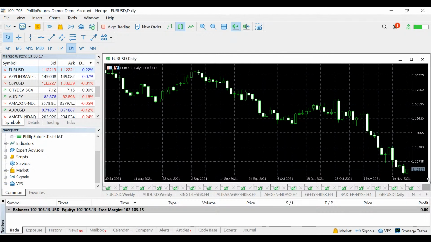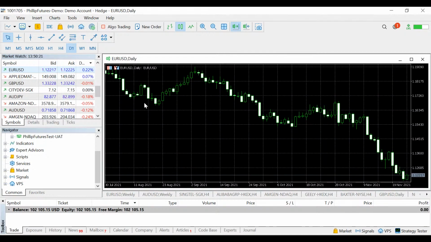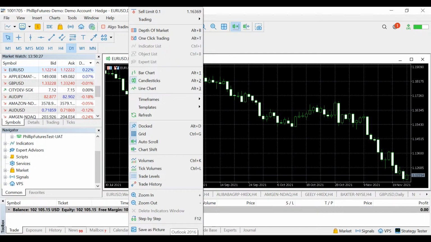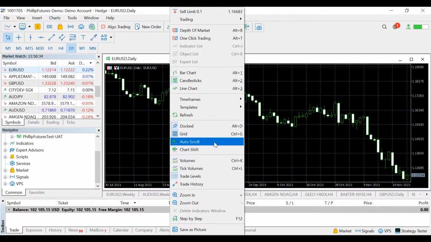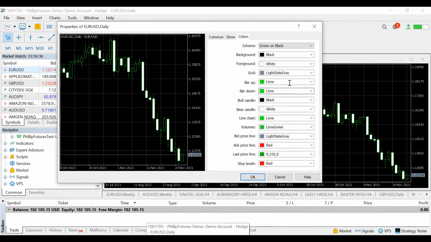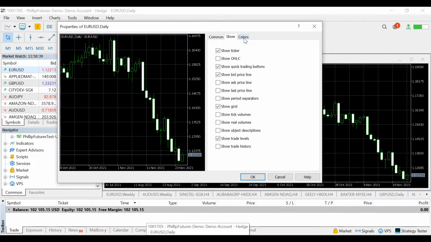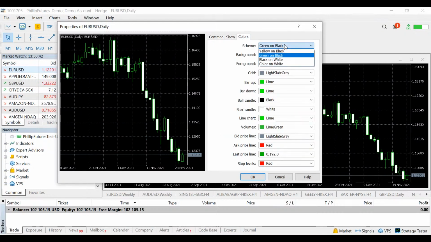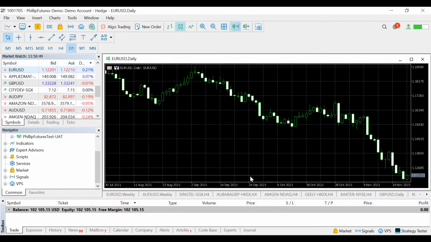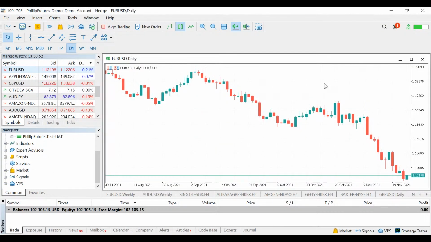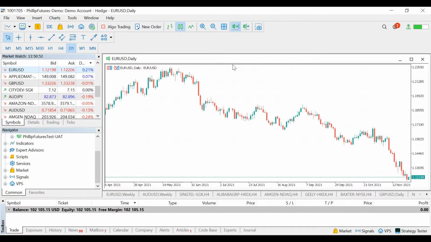Let's say you'd like to play around with the chart, and you don't like this color. Personally, I don't like this color, so I get to change it. Sorry, let me repeat that again. On the chart, right click, properties, and you get to choose a few options. We can go to the colors here, and let's say I prefer color on white. This is something that we are familiar with, the bullish and the bearish candlesticks. So currently we have loaded our chart.